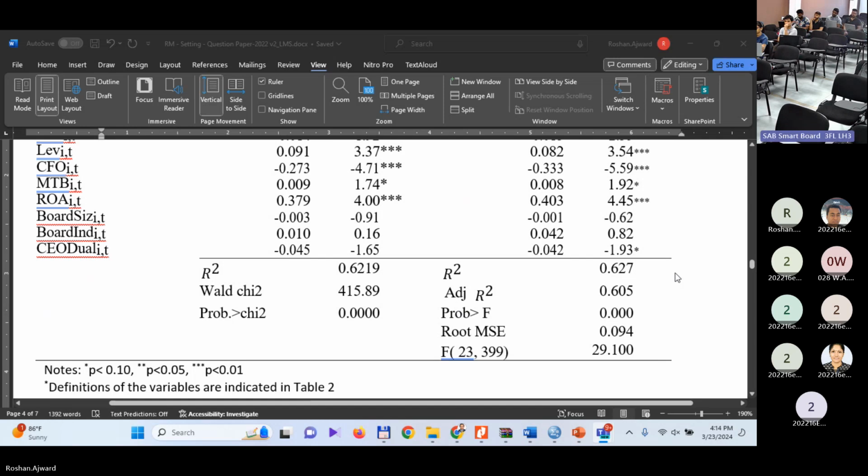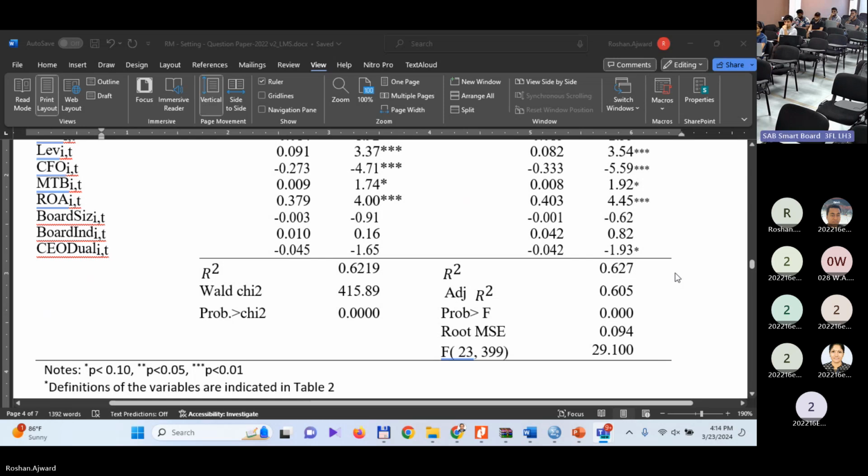That means 62.7% of the variation of what? Of earnings management is explained by these 11. That's really good. Better if it had been 0.7. That means 70%, but it's 62.7%.